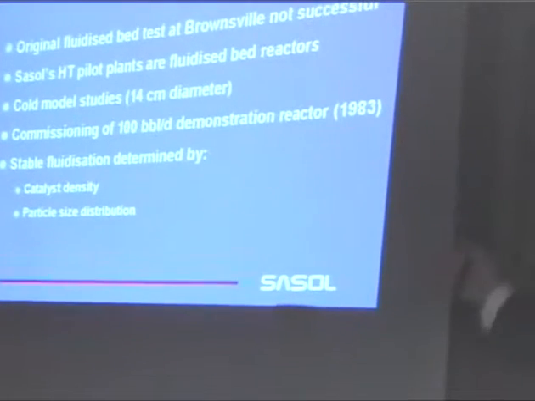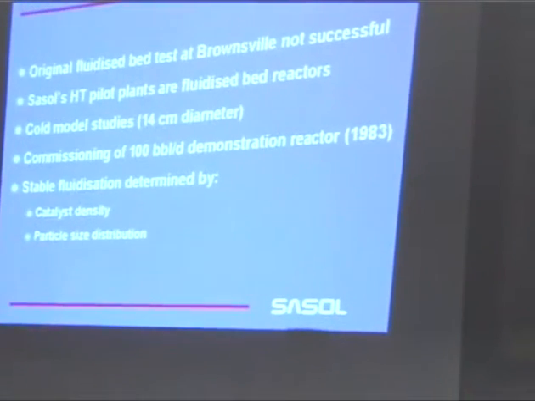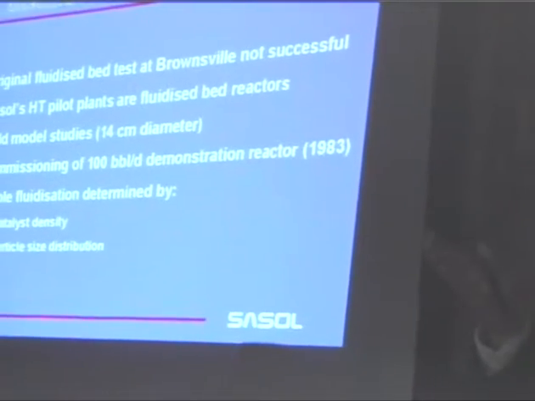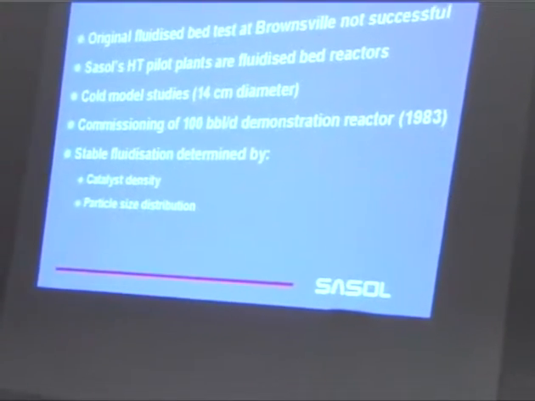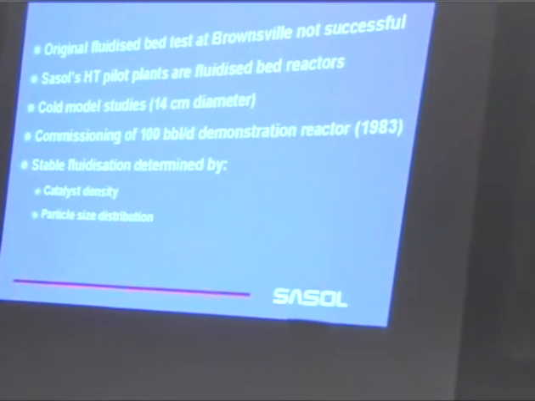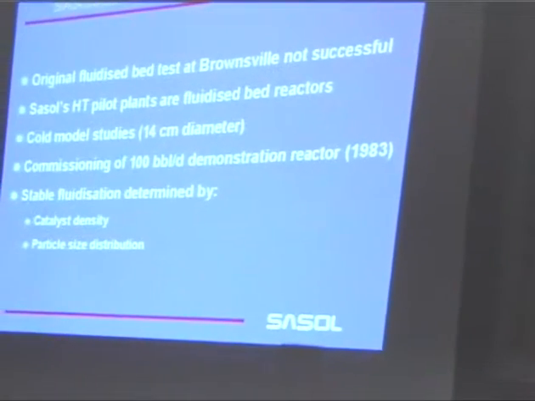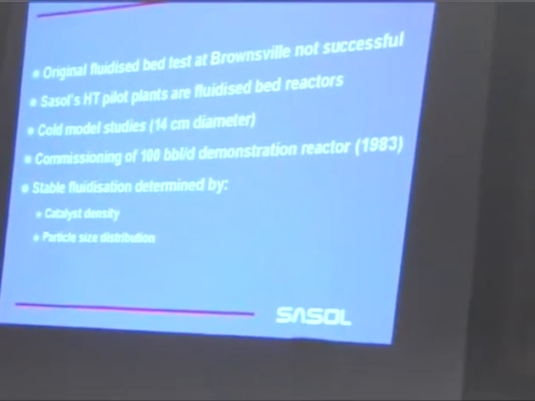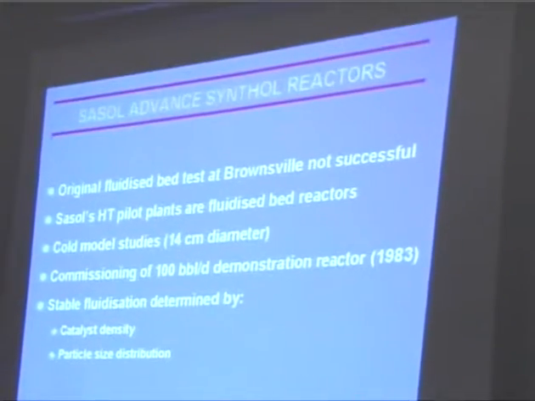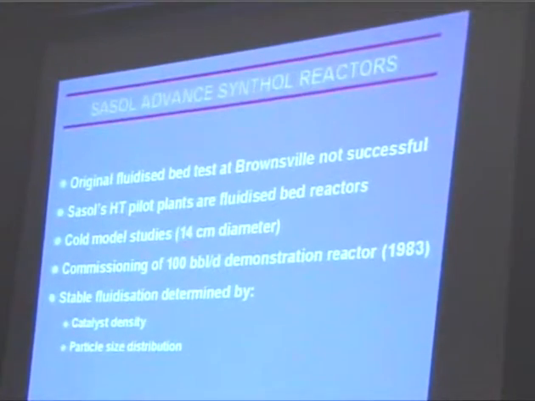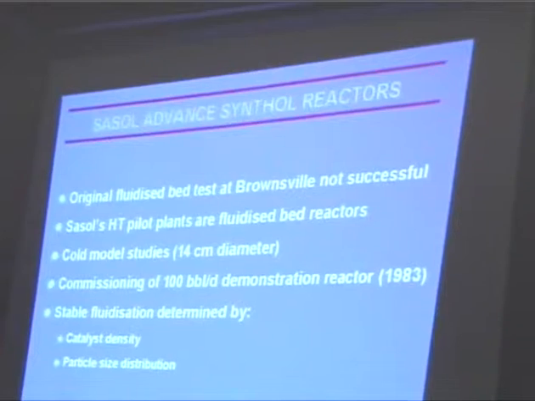So, in spite of the successes which we had with the circulating fluidized bed reactor, we wanted to move further on. Those pilot plants can take only about a couple of kilograms of catalyst. It's not really suited for reactor development. It was not designed for that. So we had to go to larger scale reactors. But we didn't immediately build a big pilot plant. We first did extensive cold model studies on a 14 centimeter internal diameter cold model to look at the fluidization properties, and it has been published and documented quite extensively, so I will not go into those results. But this led to the design, construction and commissioning of this 100 barrels per day demonstration reactor around 1982 and 1983.